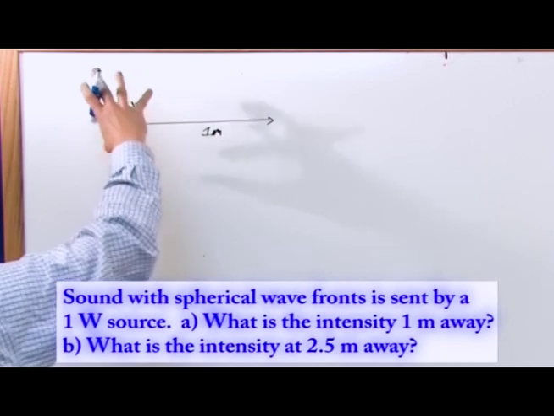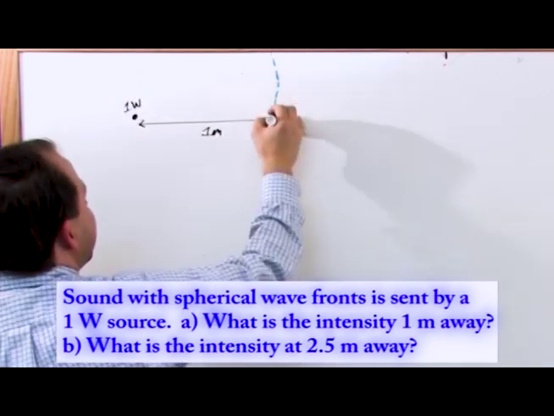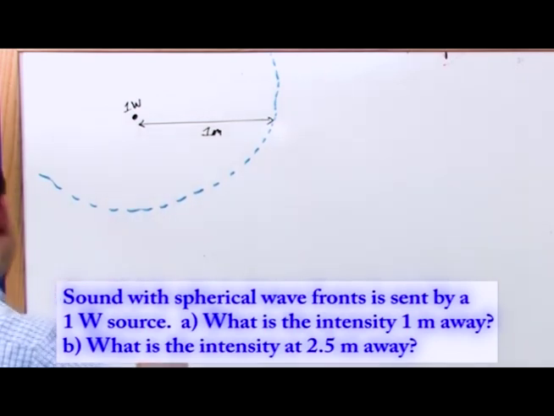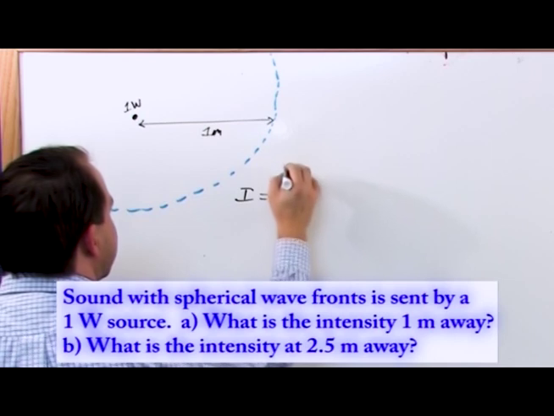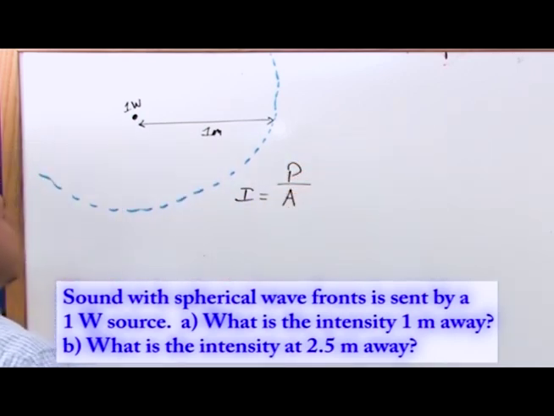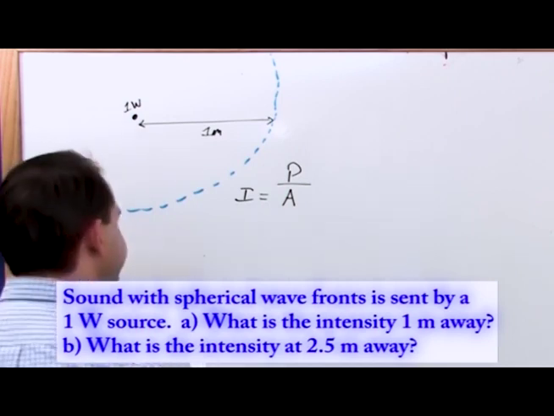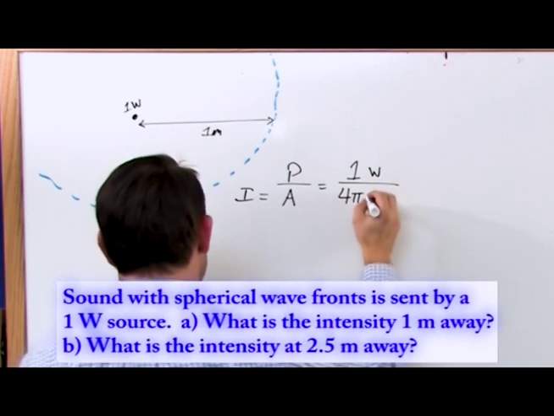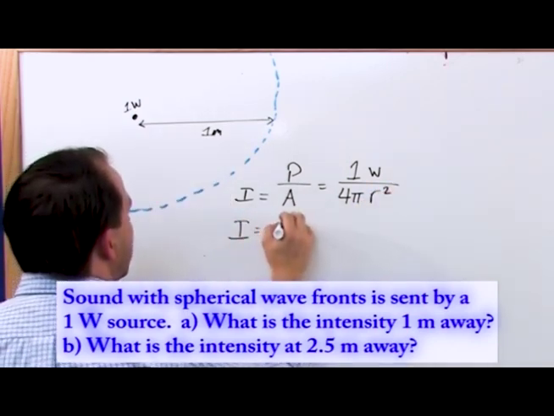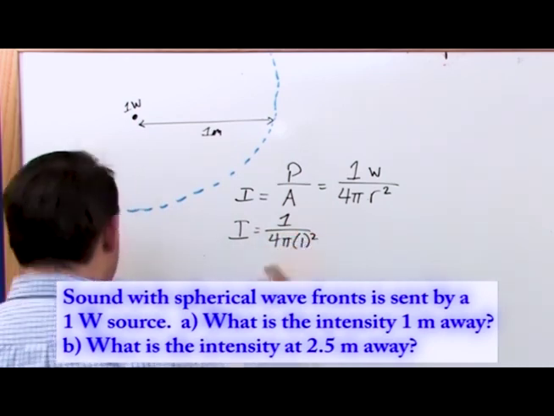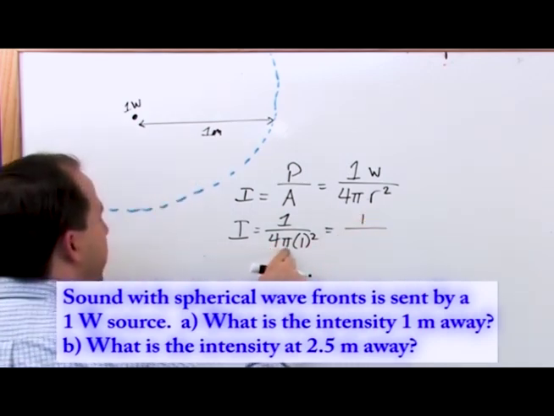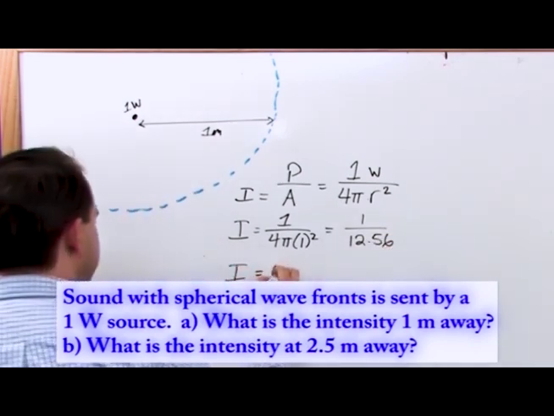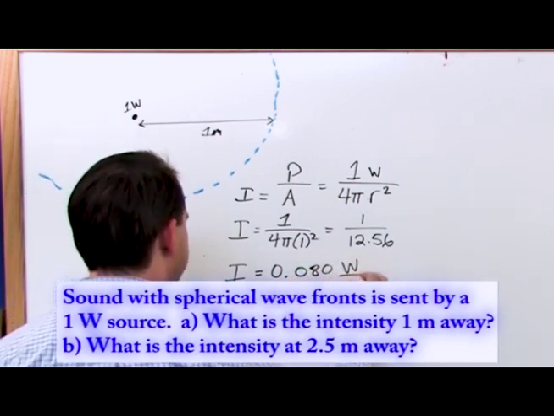But I know that these wavefronts are spreading out spherically, and so 1 meter away, I'm basically sitting on the edge of a sphere that's that big going all the way around it. And these wavefronts have expanded to that point. So if I'm trying to calculate the intensity, I'm going to be interested in the power emitted by the source divided by the surface area at the location where I'm actually sitting. So that would be 1 watt per, and I have to have the area of the sphere, which is 4 pi r squared. And so I'm going to plug in my radius, 1 divided by 4 pi 1 squared. And that's going to be 1 divided by, when you take 4 times pi times 1, you're going to get 12.56. And so the intensity of the sound at that point is only 0.080 watts per meter squared.